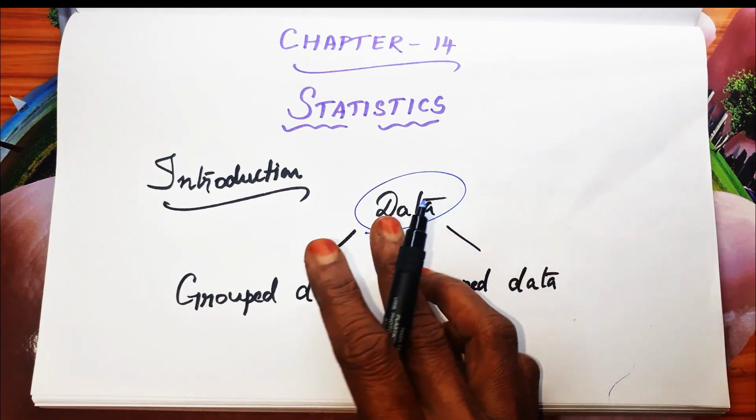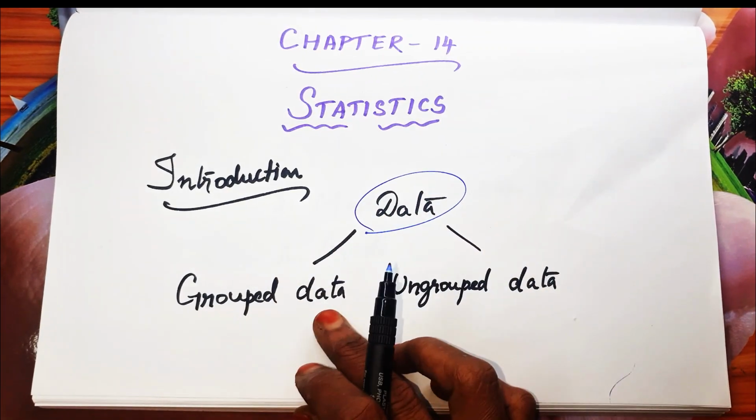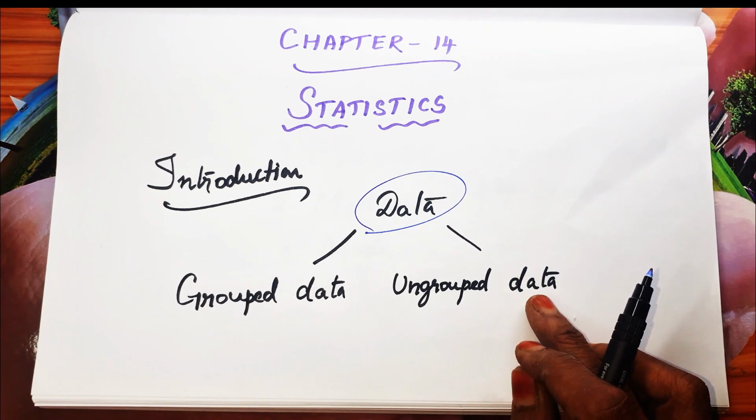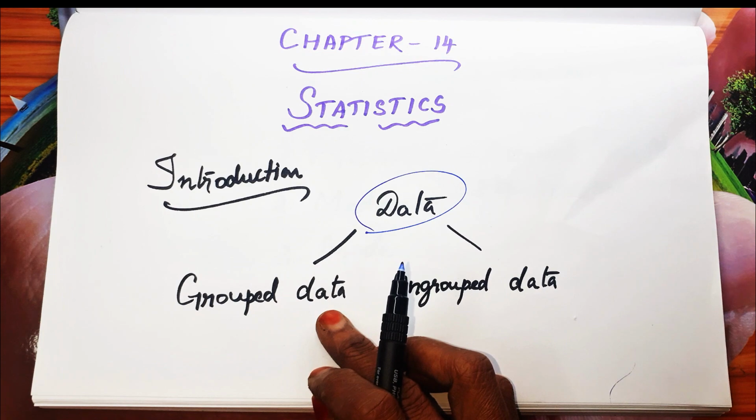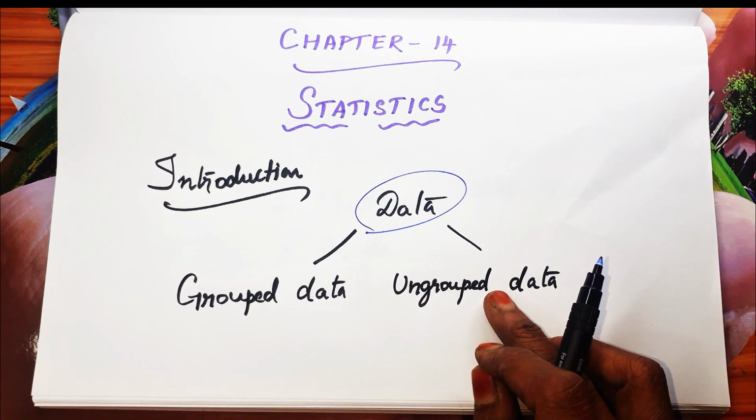In data, we have two different types. One is grouped data, the other one is ungrouped data. Grouped data has a different name, that is called continuous data. And ungrouped data is also known as discrete data.